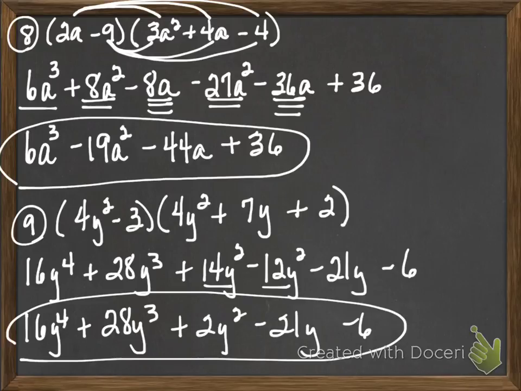Number 9, check it. See if I made a mistake. I did mine really fast. If you find a mistake, let me know. I could have made a mistake. If you agree with me, it's probably right.